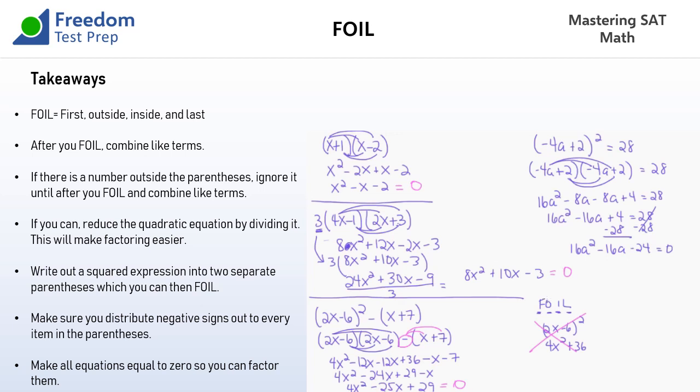Now, just like in this previous question where we divided everything by 3, well, now we're going to divide everything by, well, what? We can divide everything by 8. Great, that'll be nice. So remember that you have to divide each of these numbers by 8. So we're going to get 2a squared minus 2a minus 3 equals 0.